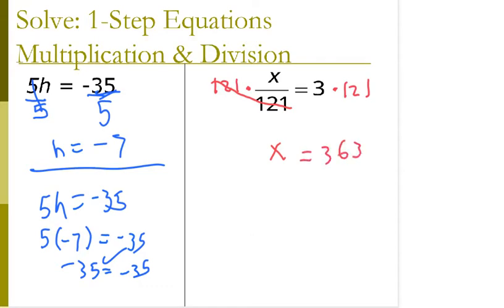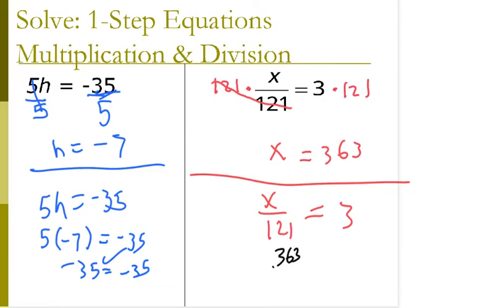Were we to do a quick check, x over 121 equals 3, we want to see if that's true. We're going to substitute x with 363, and if we did that, 363 divided by 121 is 3, so we know that it's true.